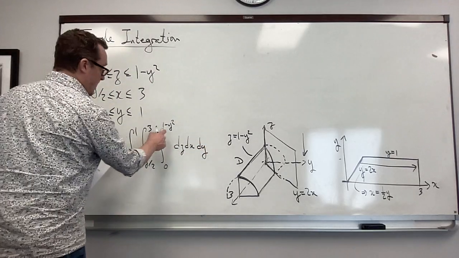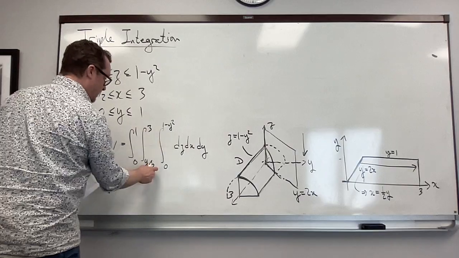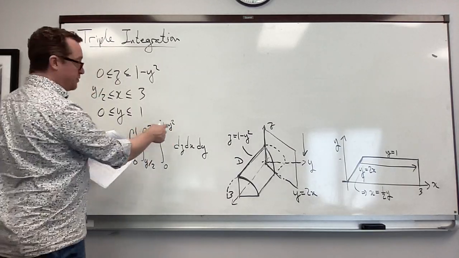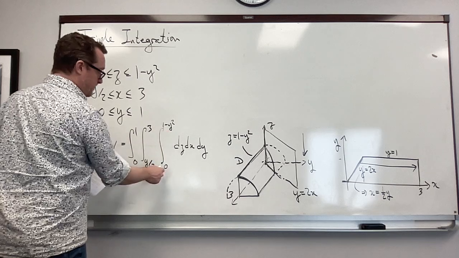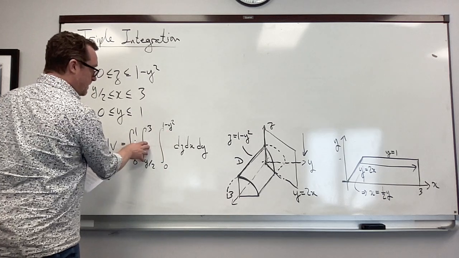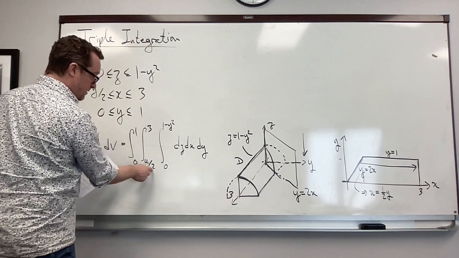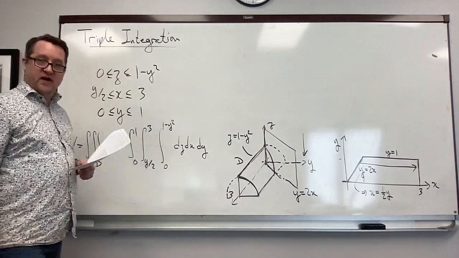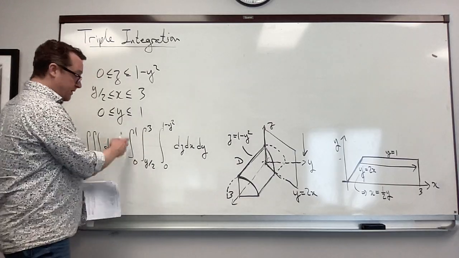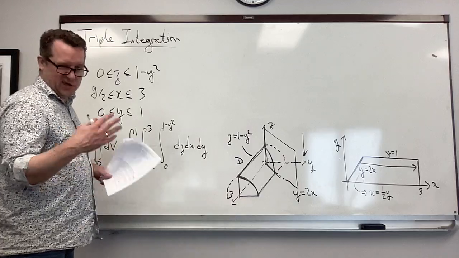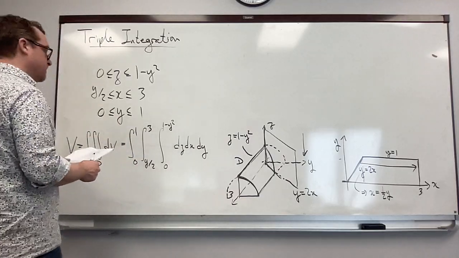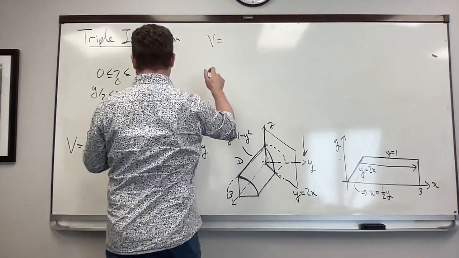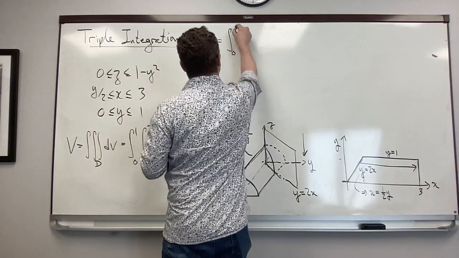In general, the limits of integration here are a function of x and y. There's no x dependence here, but in principle it is a function of x and y. The next one is a function only of y. The last one cannot be a function of x, y, or z, so your last one needs to have just constant limits of integration.